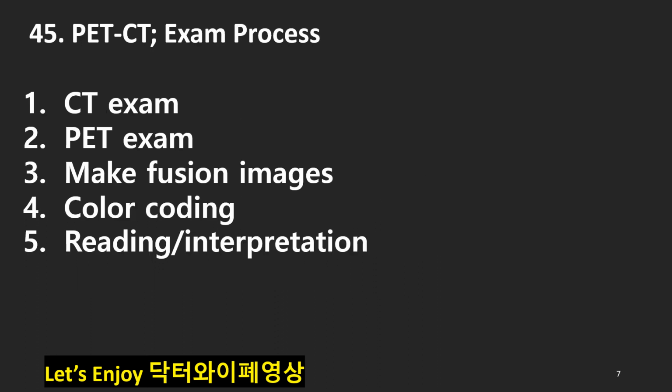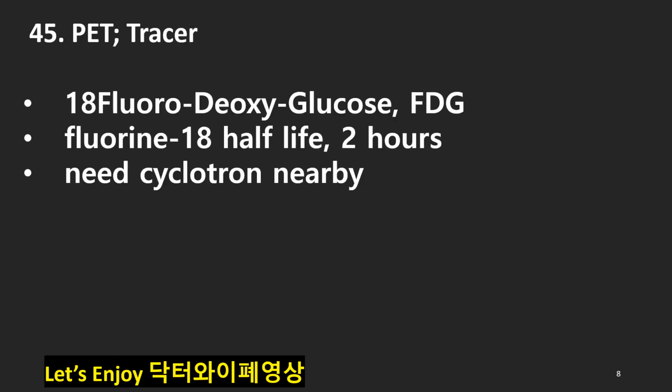PET-CT image examination process is in this order. First, check CT scan, and then PET examination, and then make fusion images and color coding, and then the reading or interpretation by the doctor. As I told you before, the tracer is 18-fluorodeoxyglucose, in abbreviation FDG. Fluorine-18's half-life is about 2 hours, so we need a cyclotron near the hospital of examination.